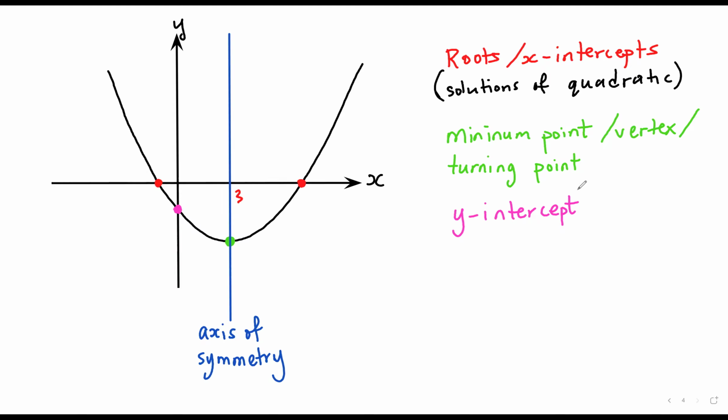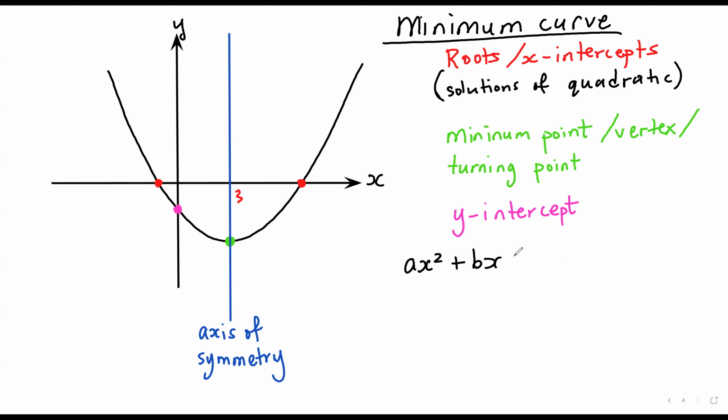And in terms of the general form of a quadratic, a curve that looks like this is the minimum curve here. This is called a minimum curve because it has a minimum point, right? So the general format of this curve would be ax squared plus bx plus c, where a is positive, as we just went through, right? So when a is positive, you have a minimum curve.